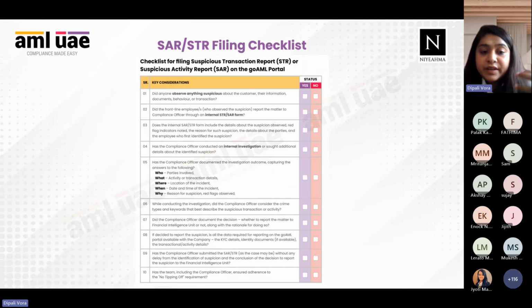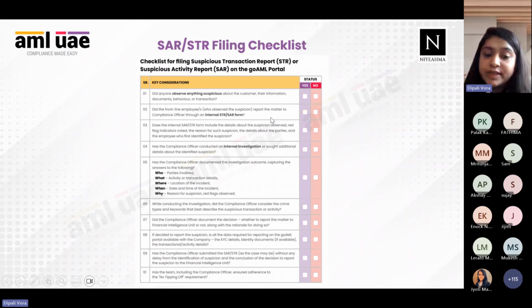After conducting the investigation, or during the investigation, did the compliance officer make sure he used keywords which mean that there is a suspicious activity, like maybe fraud, scam, or a lot of deposits, huge cash involved? That is something to check, whether these keywords are used or not. Did the compliance officer document the decision? After investigation, the compliance officer might have to decide between a yes and a no. If yes, then he has to proceed with filing it with goAML. If no, then why does he think that it is not required to be reported?